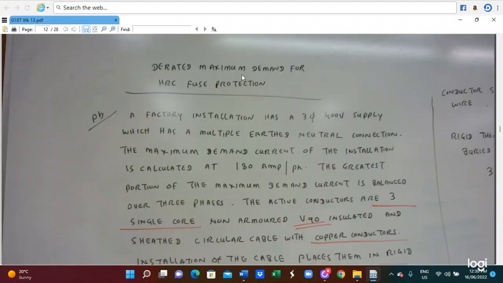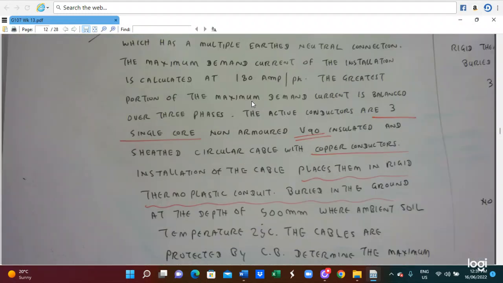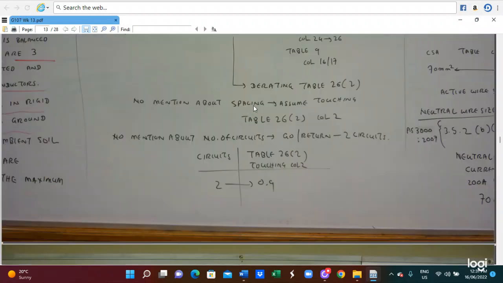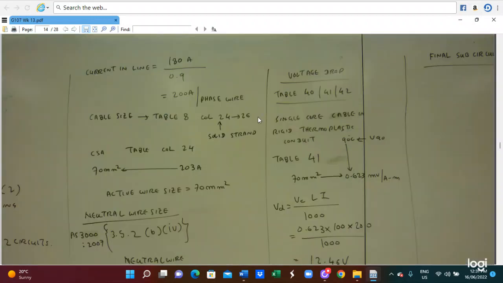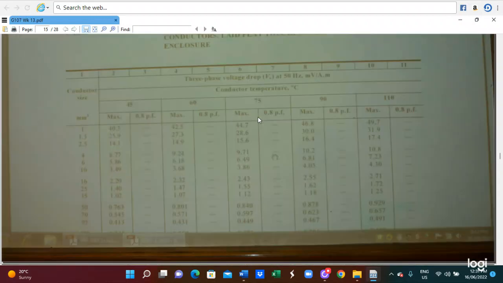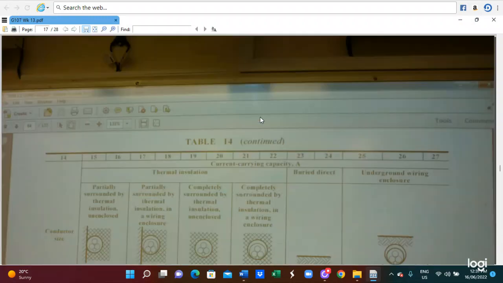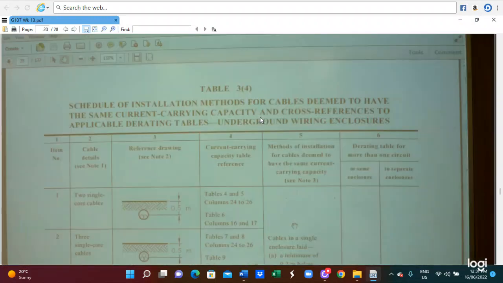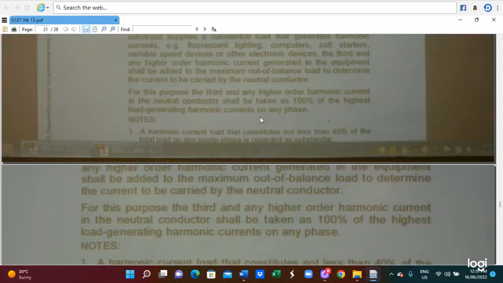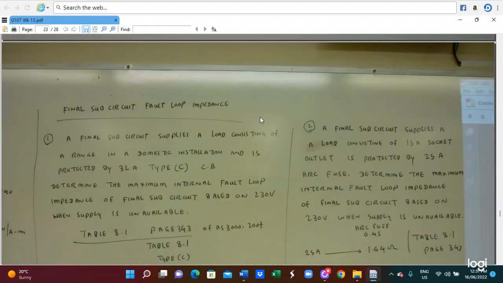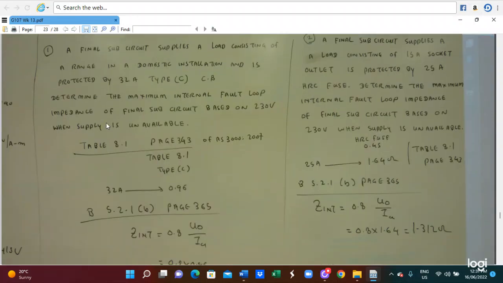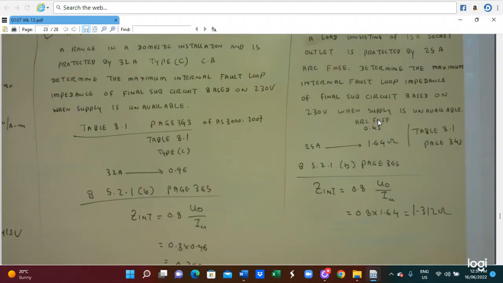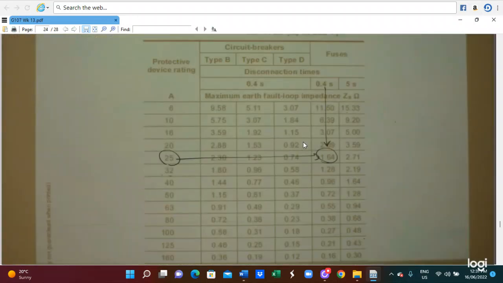This is the delay maximum demand or HRC fuse rating. You have to read those calculations, and all the calculations that I expect, and also the appropriate tables are here. So this is the calculation using the appropriate AS 3000 table. They are also here, and this is the final circuit fault loop impedance. You can see those calculations here.